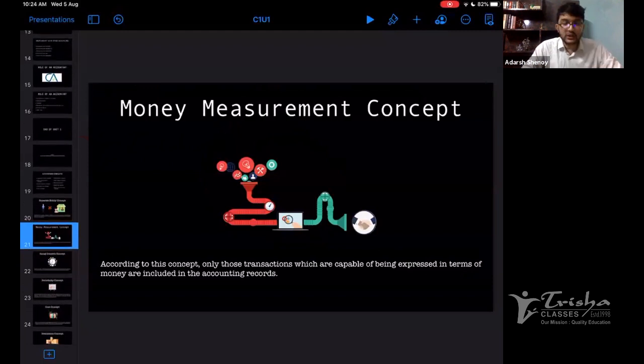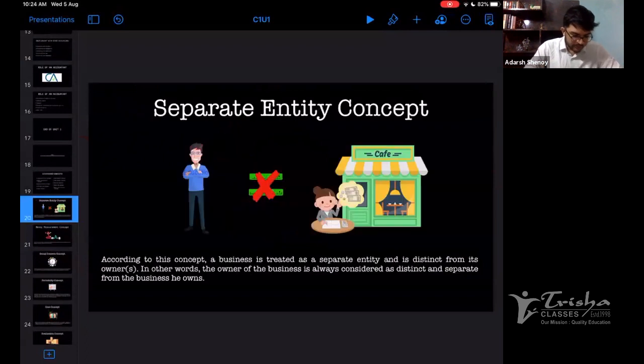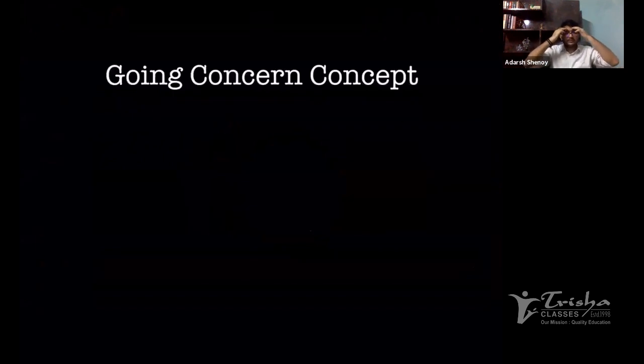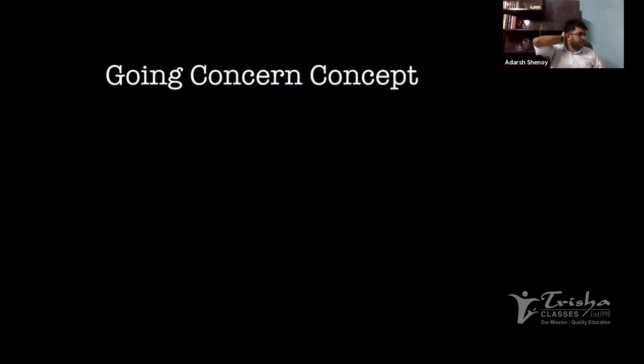Okay, so that was about the money measurement concept and the separate entity concept. We finished two concepts. Next one is the going concern concept. What do you mean by going concern concept? Yes, for a long period of time. What is going concern concept? Can someone put it in better words and tell me?